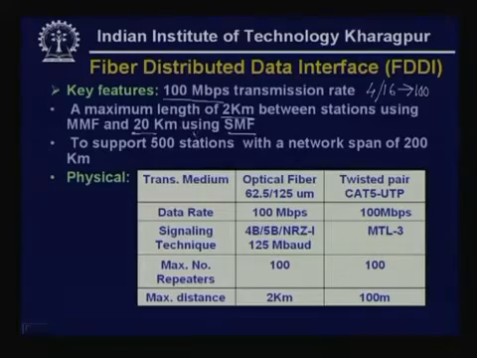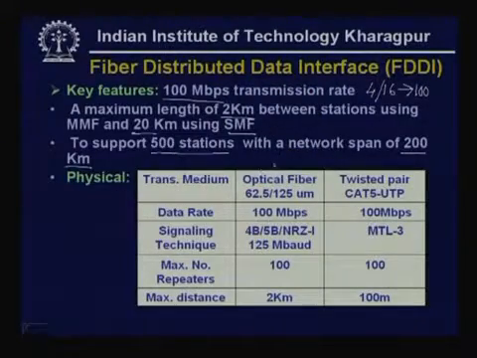So, we have seen that in case of token ring the network span was very small, and here the network span can be very large because of the longer lengths of the cables. It can support as many as 500 stations, and the network span can be as big as 200 km. So, we see that it cannot be considered just a local area network. It encompasses a much larger area, so we may consider it as some kind of metropolitan area network. It can cover a very big campus.